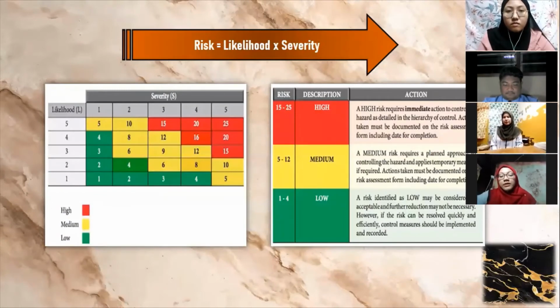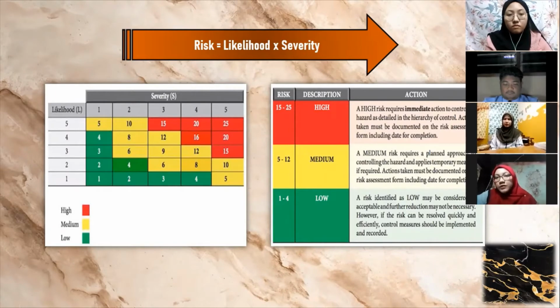So, how can we get the risk value? The answer is likelihood multiplied by severity. So, as you can see here, these pictures show the description for each level of risk, which is level 1 until 4, known as low, level 5 until 12, known as medium, and lastly, level 15 until 35, known as high.